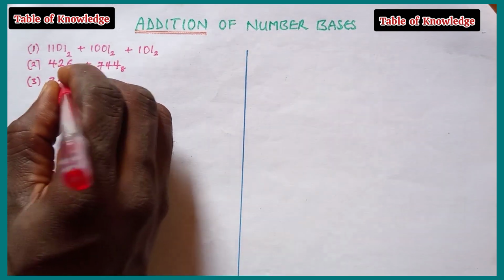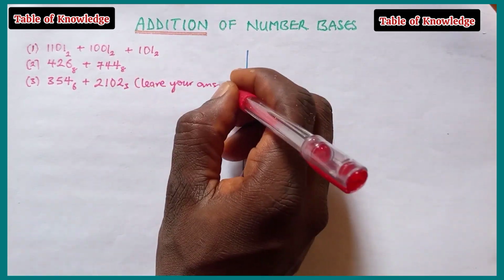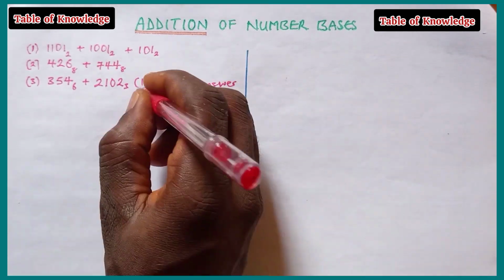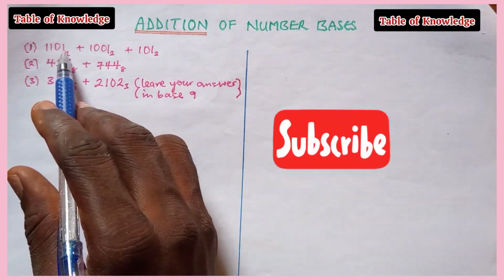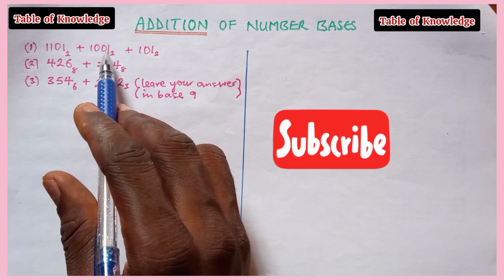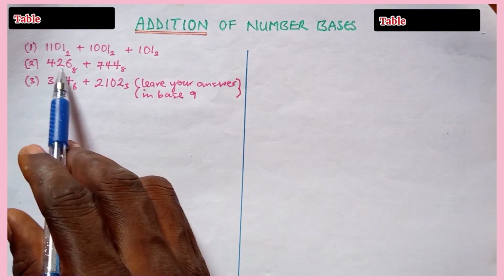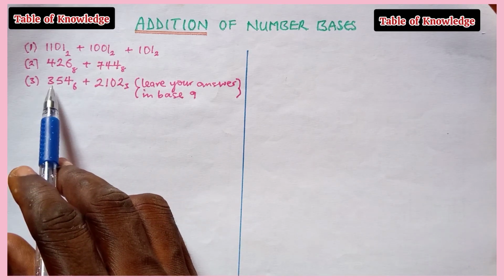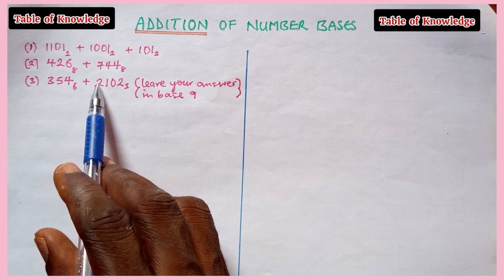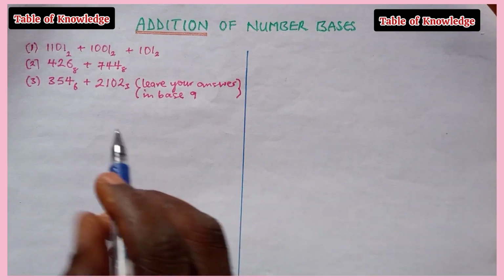We are treating number bases, and in this video we are considering addition of number bases. Here are the examples we are going to be looking at today. 1101 in base 2 plus 1001 in base 2 plus 101 in base 2. 426 in base 8 plus 744 in base 8. Then we have 354 in base 6 plus 2102 in base 3. We have been asked to leave our answer in base 9.